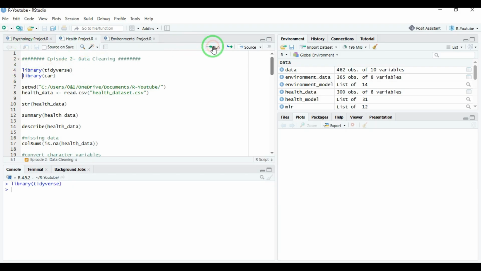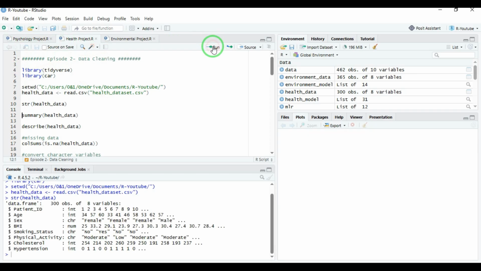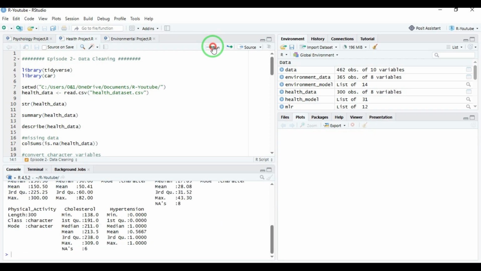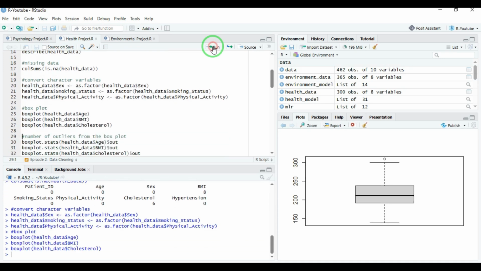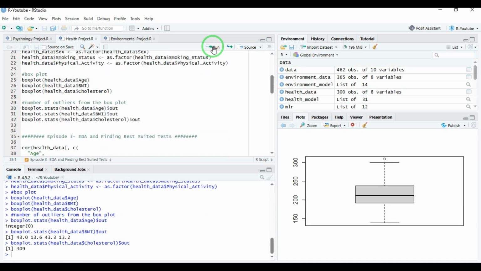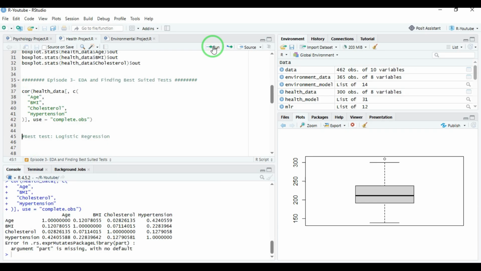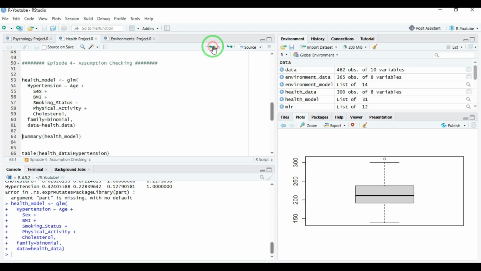So for checking assumptions, sometimes you need to run the actual tests. Now we go ahead and start with the health dataset. Remember, we chose the logistic regression method for this research. Let's review the assumptions for logistic regression. The outcome variable should be binary. As you can see, it already is. You either have hypertension or not. Having it is represented by 1 and not having it by 0.